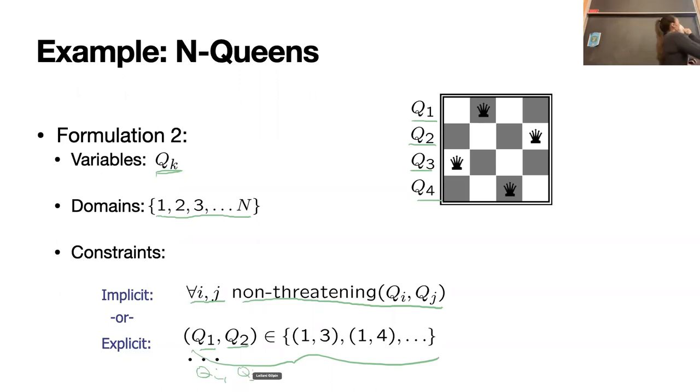Now, when we're programming computers, again, we have to use explicit constraints, right? We can't just tell our computer that we're going to have non-threatening QI. We have to tell it what non-threatening means. Now, there are ways to do that, but that's beyond the scope of this class. So in general, this is good for explaining. This is good for coding. Okay. Any questions on this?